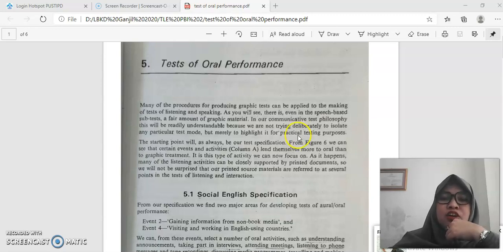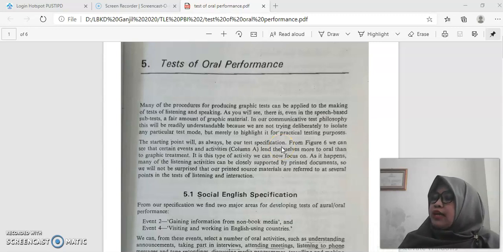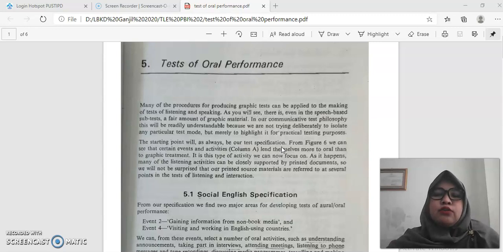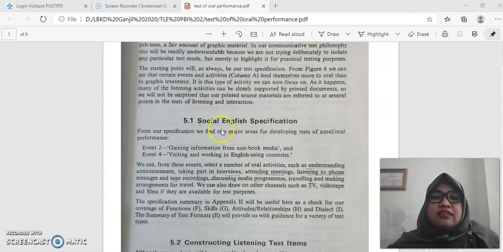I would like to present on how to test our students in terms of their oral performance. Here I display a PDF file from a language testing book. This book provides information about some examples of tests of oral performance of the students. First, the illustration is about social English specification.